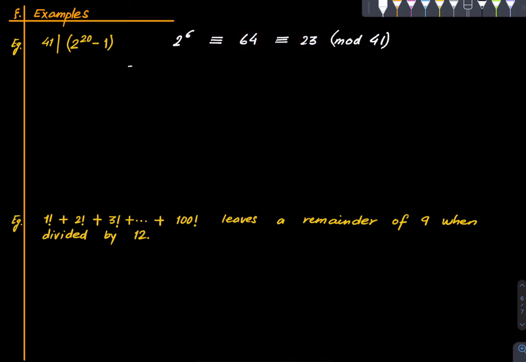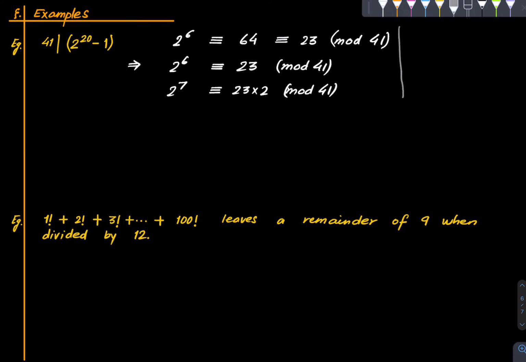All right, so 2 to the power 6 is congruent to 23 modulo 41. And thus 2 to the power 7 is congruent to 23 times 2 modulo 41. What did we do? We multiplied 2 on both sides. So here maybe I should have stated another corollary. Basically, here is what I'm using: if a is congruent to b modulo n, then ma is congruent to mb modulo n for all m.